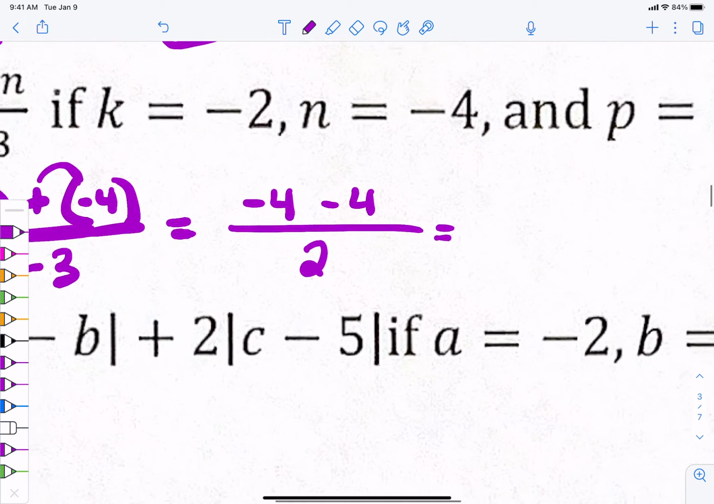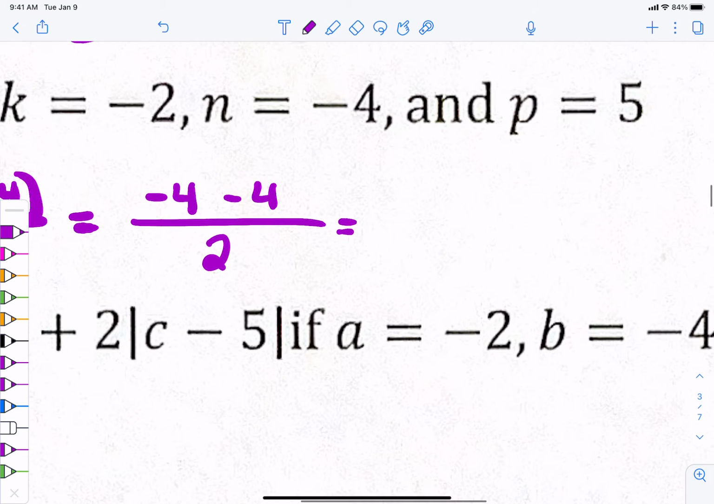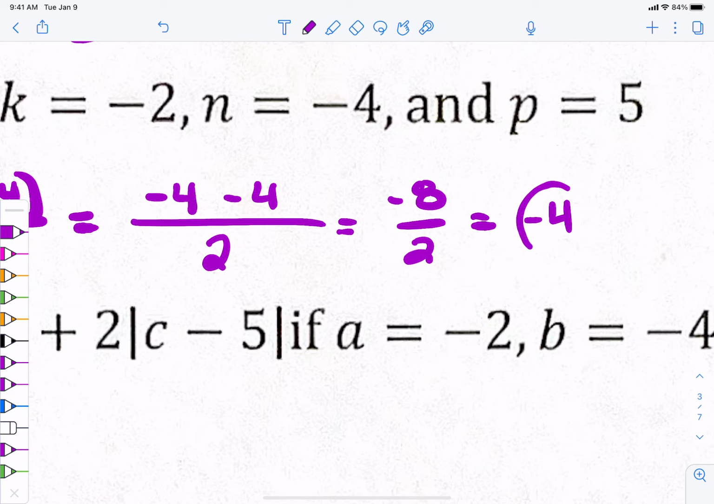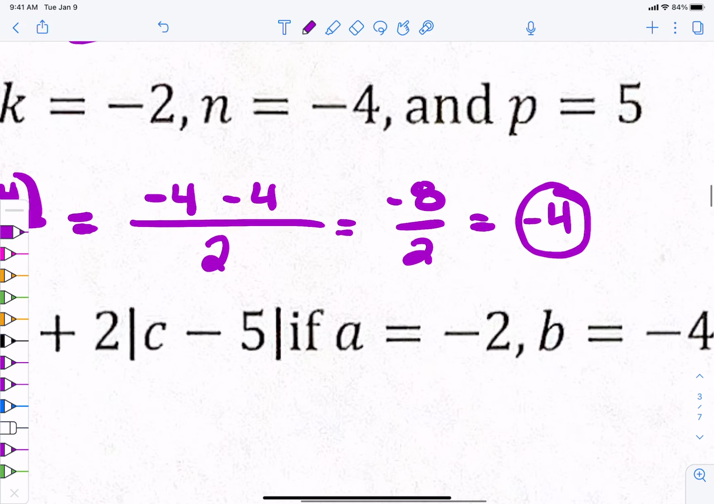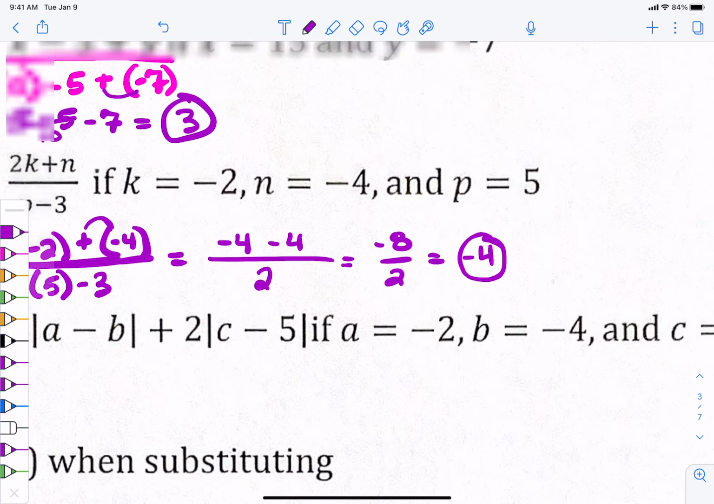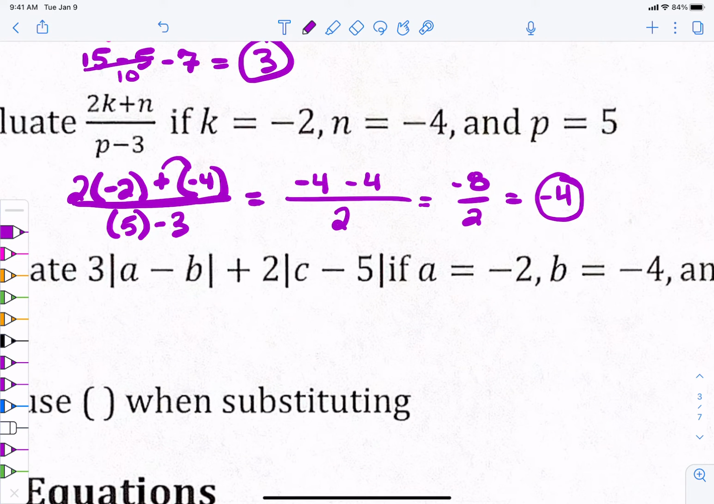Okay, so let's do one more simplification step. -8 over 2. And the final answer is -4. Are we happy with that? Good? Okay. Now, I realize that you could probably skip some of those steps if you want to, and that's fine. Write down some of the work at least. At least write down what it looks like after you plug it in. But you can simplify some of those steps in your head, okay?